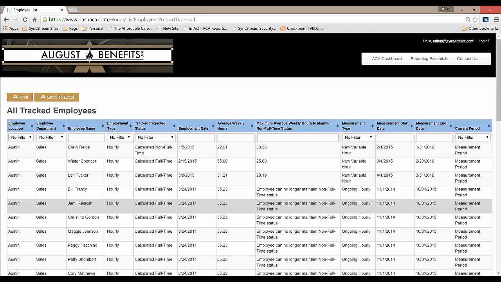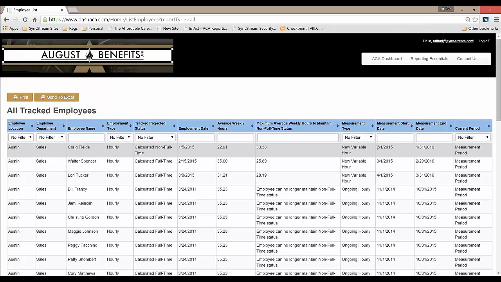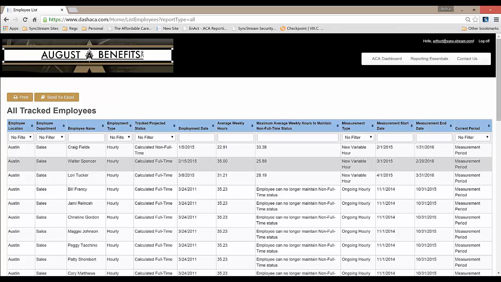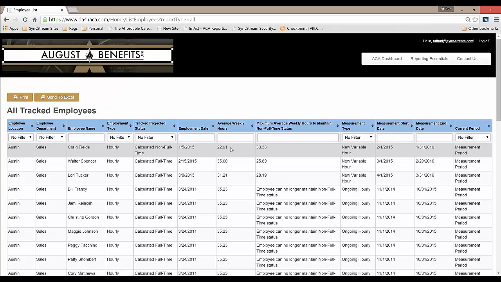So here, the critical information that you find in this report as an employer is, where are my employees in the measurement period? So when did their measurement period start and end? What are their average weekly hours of service in real time? So based on the number of hours that they've worked, the number of weeks that have gone by in their measurement period, where do they stand in terms of that 30-hour threshold? And then based on that, what is their projected status? So are we anticipating that they're going to be full-time at the end of this measurement period or non-full-time?